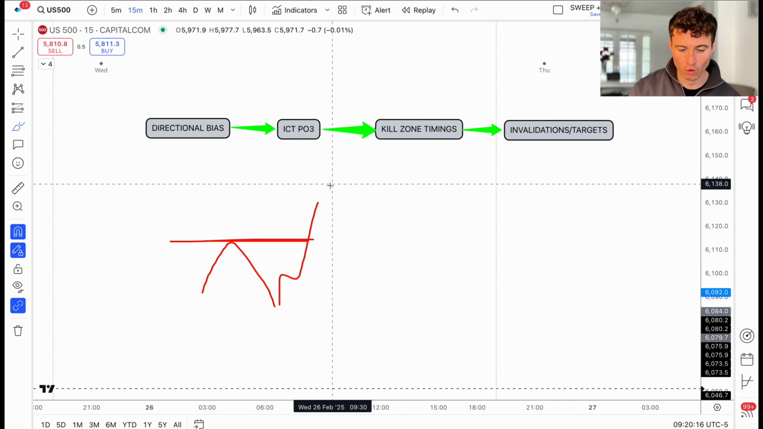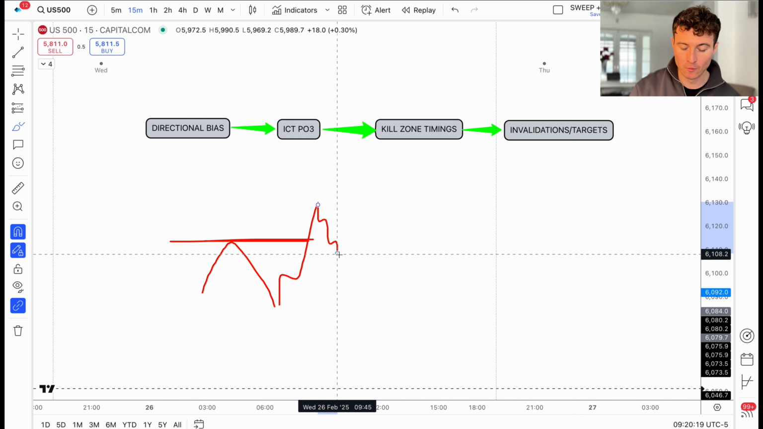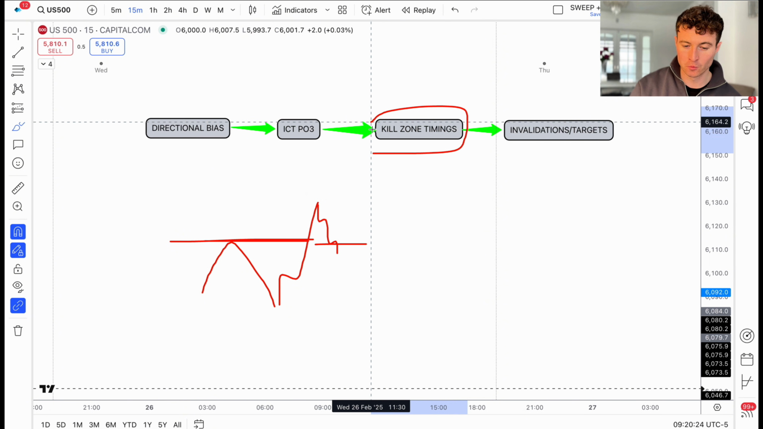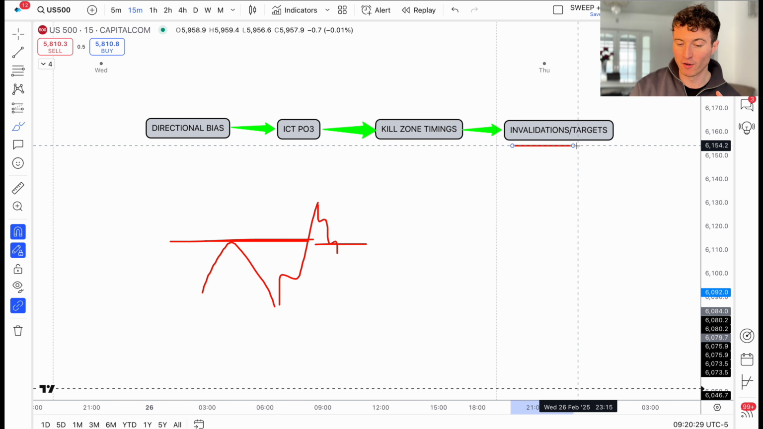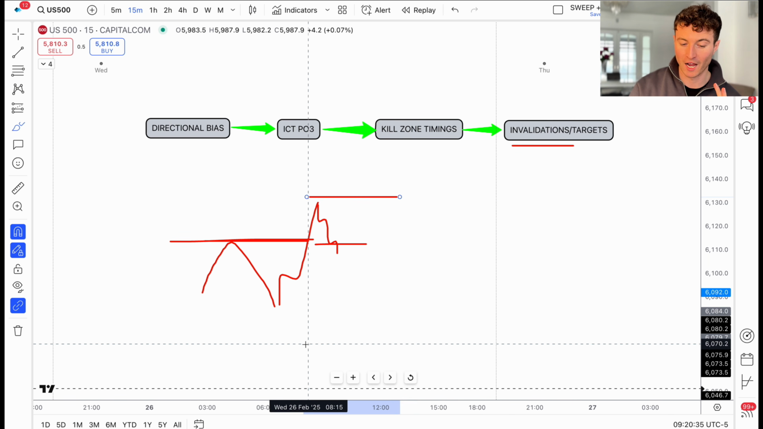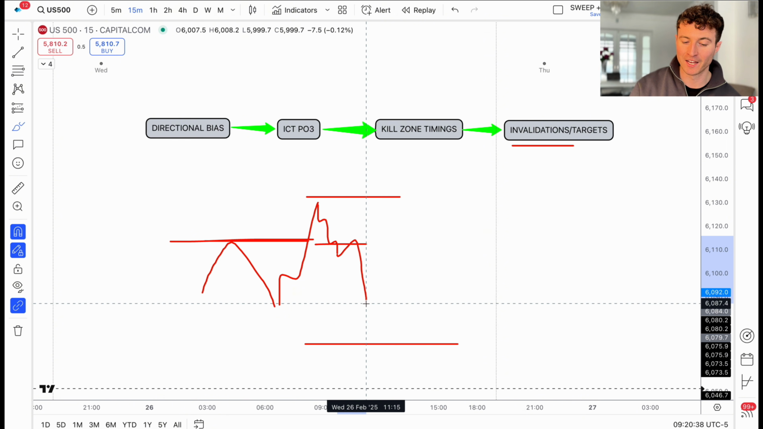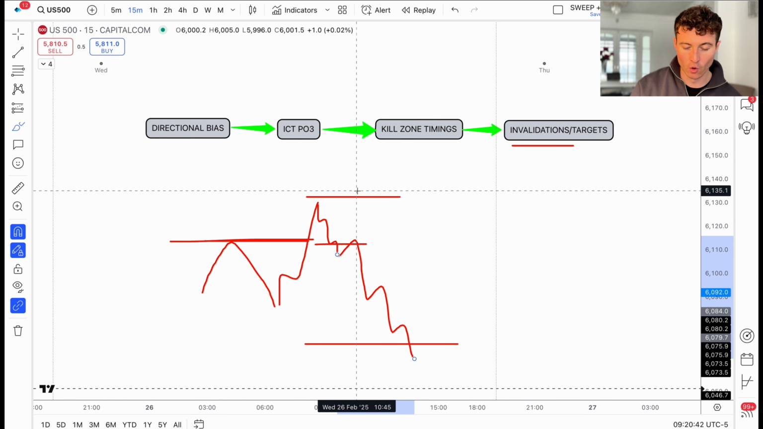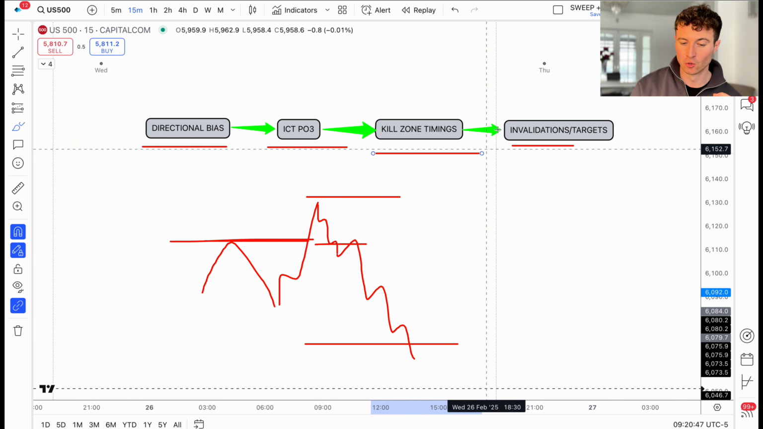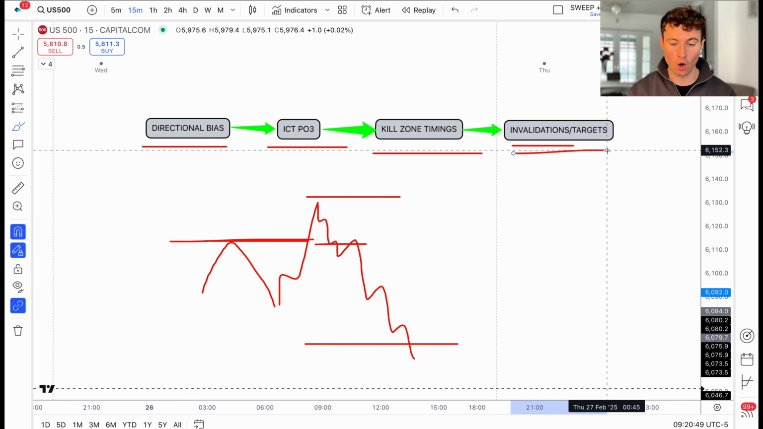And then once we've seen the run on liquidity, we can look for our entry model to get short within the market. And this has to be during a kill zone. And then what we will use is clear invalidations and targets. So let's say we have an invalidation above the liquidity sweep, target a mechanical 1 to 2, and then you're kind of in and out of the market. So, pairing all of these together, our directional bias, the power of 3, kill zone timings, and invalidations and targets is really how we can create an objective mechanical framework in order to get an edge within the market.